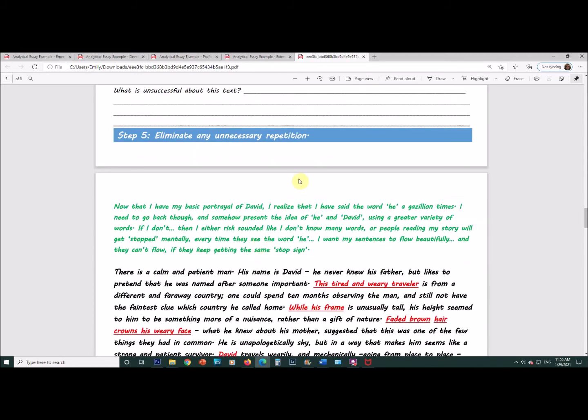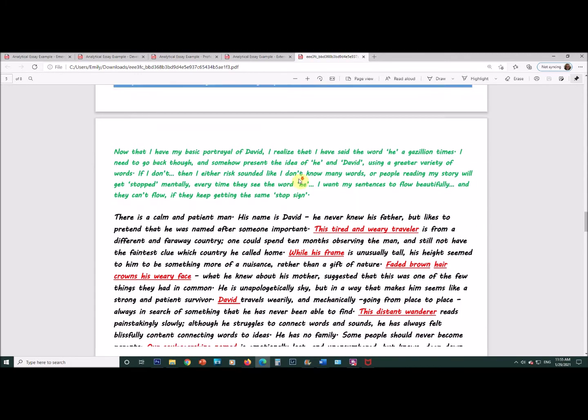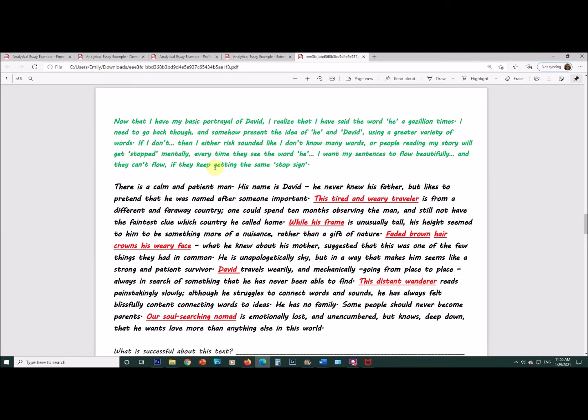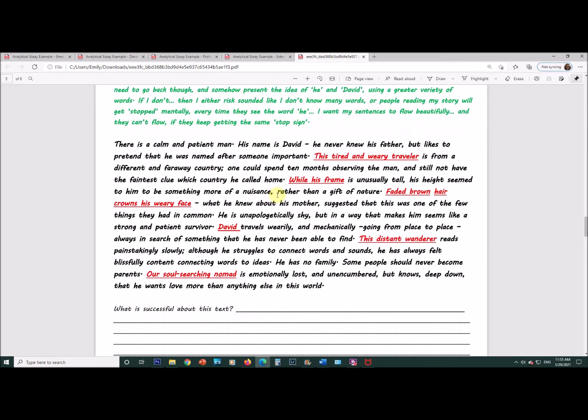So step 5, eliminate any unnecessary repetition. So now that I have my basic portrayal of David, I realize that I have said the word he a gazillion times. I need to go back though and somehow present the idea of he and David using a greater variety of words. If I don't, then I either risk sounding like I don't know many words, or people reading my story will get stopped mentally every time they see the word he. I want my sentences to flow beautifully, and if they keep reading the same word, it's a sort of stop sign.